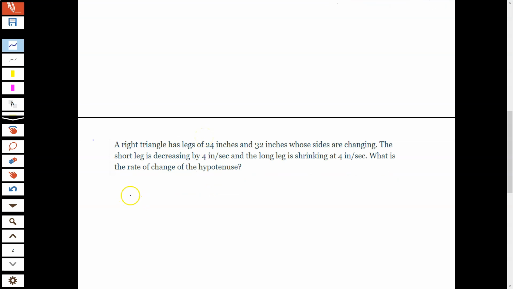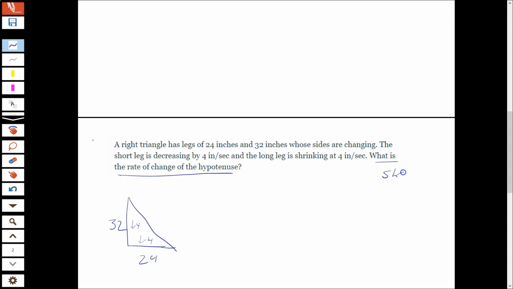Before we think too hard about that, let's draw our sketch. So we have a right triangle again. And what do we know? So we have a 24-inch leg and a 32-inch leg. And then our short leg is decreasing by 4 inches per second. Let's make a note of that in our picture. That might be helpful. So by 4 inches per second. And our long leg is shrinking at 4 inches per second. So our derivatives are actually the same. Okay. Now, what is the rate of change of hypotenuse?